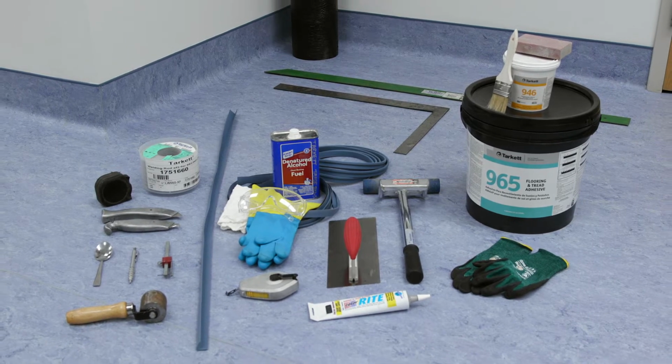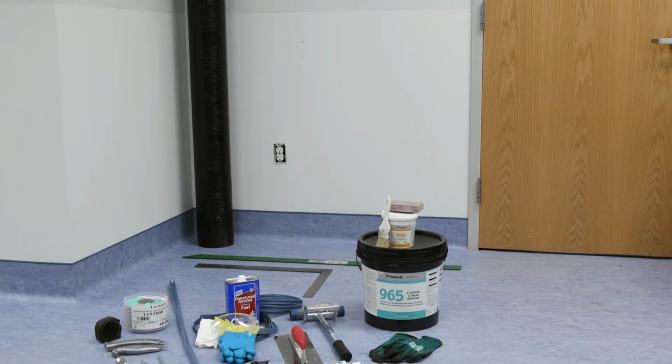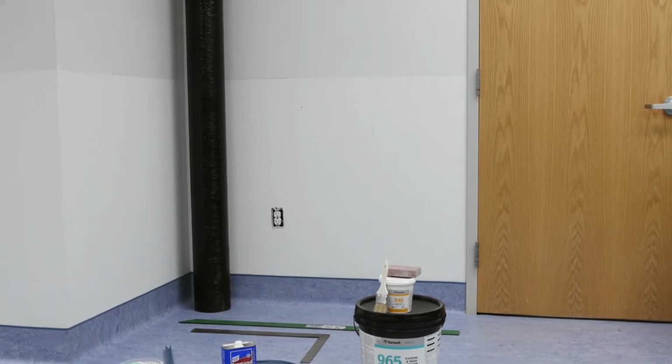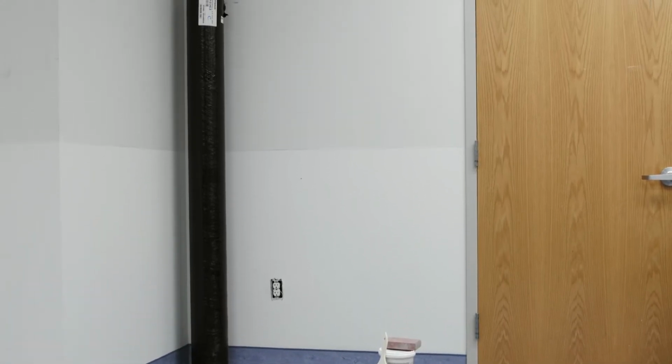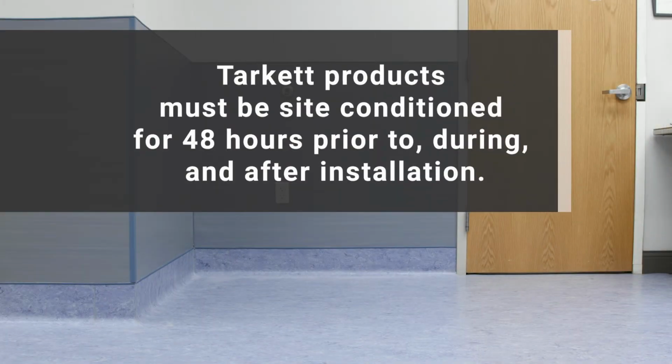Rolls must be stored and secured vertically, tightly rolled face-out on an appropriate sturdy cardboard tube. Do not lay rolls on their side or leave them on a pallet. Tarcat products must be site-conditioned for 48 hours prior to, during, and after installation.